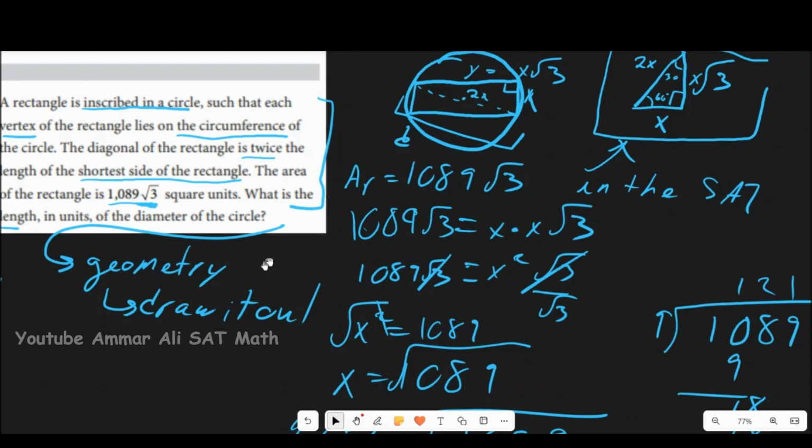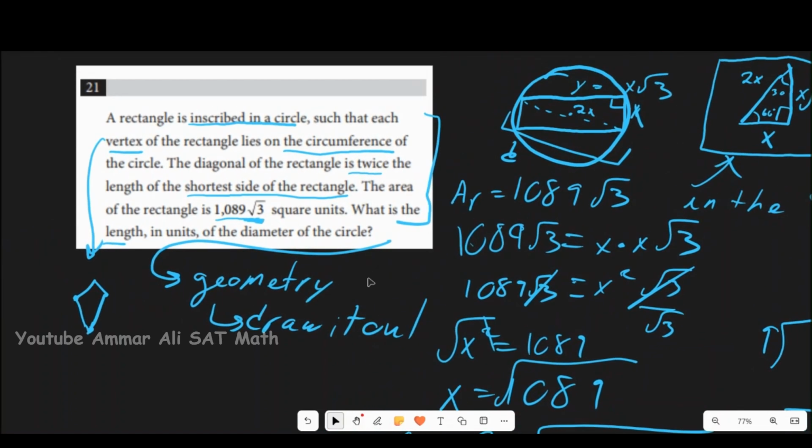So there you have it. That's all you really needed to do for this one. What did we do? We first recognized the concept. This is a geometry question, so we drew it out. Then we drew out our information. Inscribed within a circle means this rectangle is inside the circle. If all the vertices touch the circumference, that means all the corners of the rectangle touch the circle. And then from there we just kept on drawing everything out.